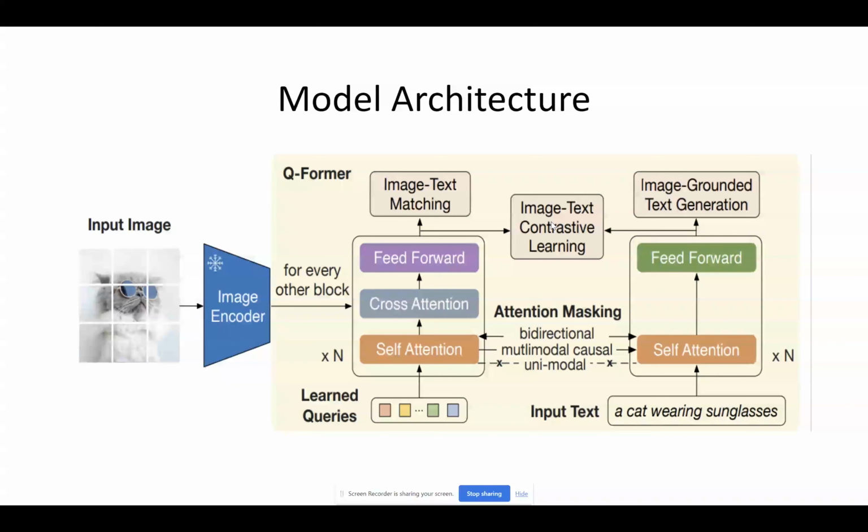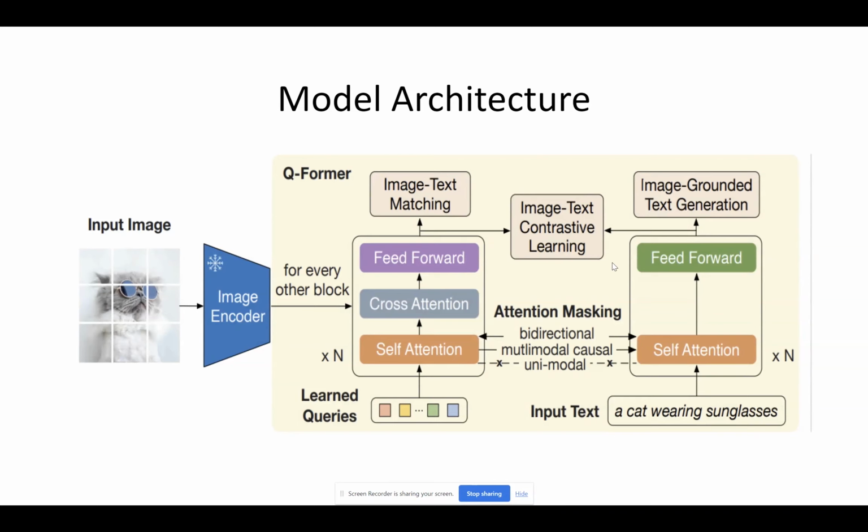As we can see, the Q-Former is bridging the gap between the frozen LLM and the frozen image encoder. Here we are accepting a fixed number of output features from the image encoder, which is independent of input image resolution. And the Q-Former consists of two transformer submodules. The first one is the image transformer, and the second one is the text transformer.